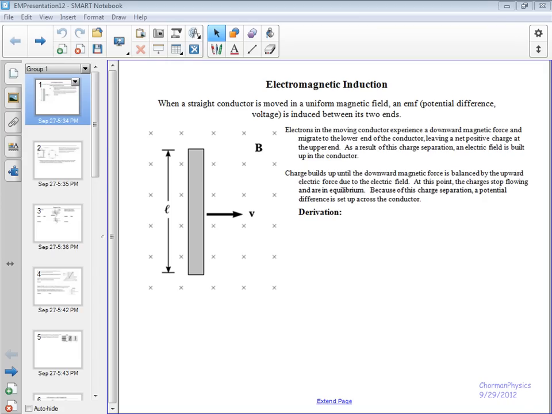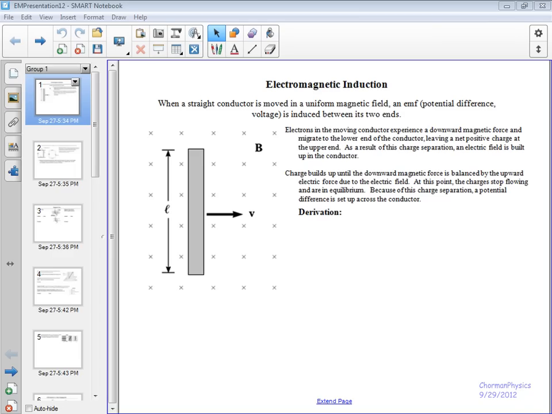Today we're going to start talking about electromagnetic induction. Oftentimes in physics, we start out with a contrived example. Today's contrived example is an imaginary, floating, straight conductor moving at constant velocity through a uniform magnetic field.